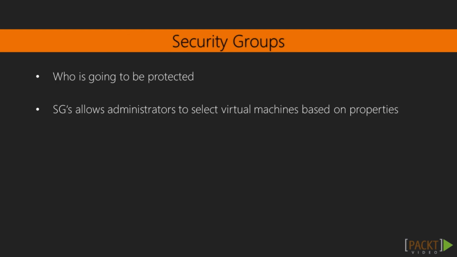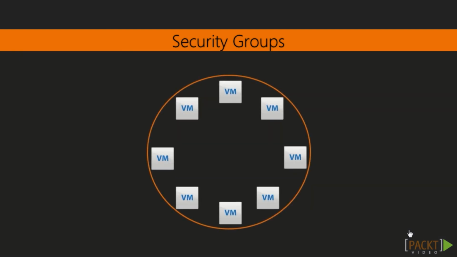So what are security groups? A security group basically defines who is going to be protected. It allows administrators to select virtual machines based on specific properties. A security group can contain data stores as well or different other objects, but in our example, we stay with virtual machines. So how does it work?